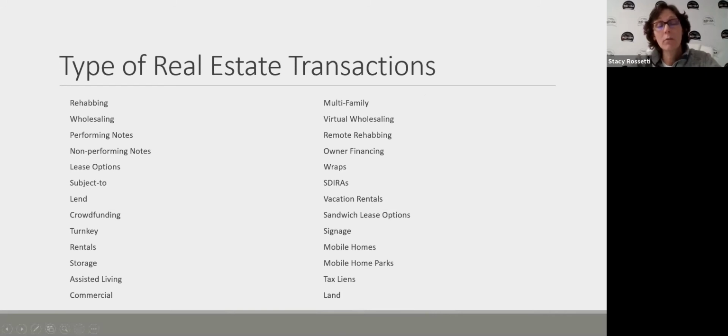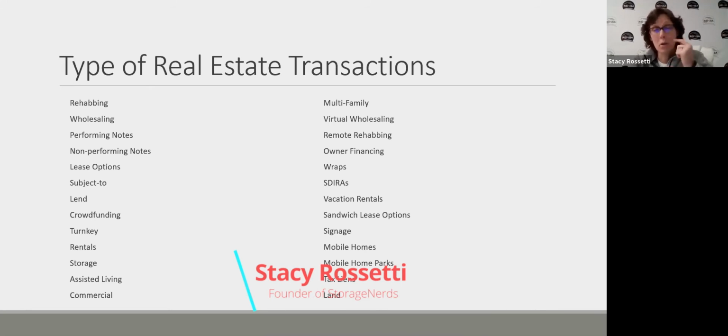All right, so here are all the different ways that you can invest in real estate. You can rehab, wholesale, do notes, performing notes or non-performing notes, lease options, subject to, lend your money out, crowdfunding, turnkey, rentals, storage, assisted living, commercial, multifamily, virtual wholesaling, remote rehabbing, owner financing, wraps, self-directed IRAs, vacation rentals, sandwich lease options, signage, mobile home parks, tax liens, and land. So there are a lot of different ways for you to be able to invest in real estate.